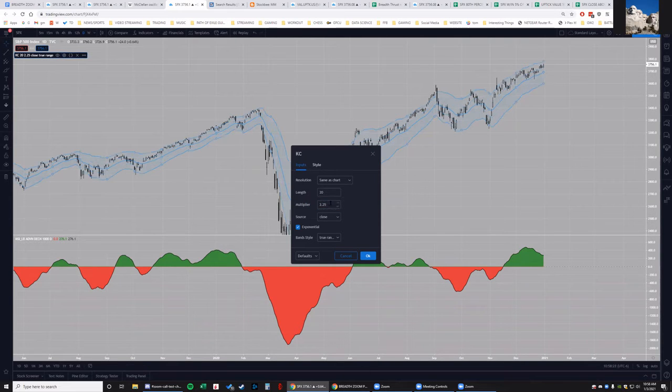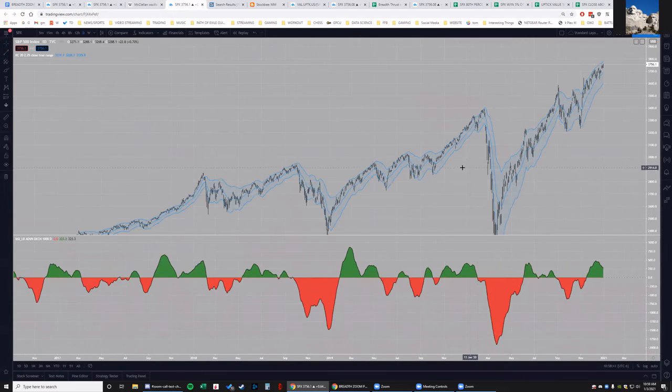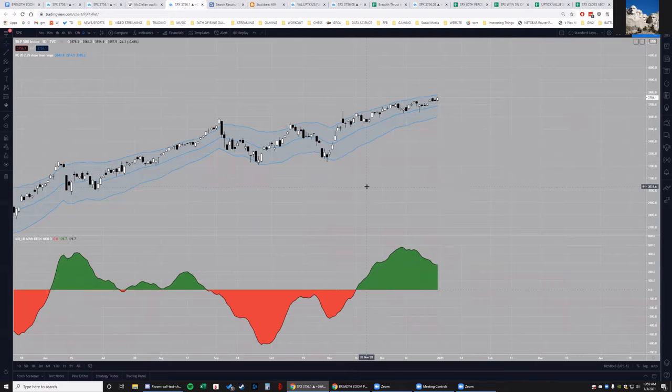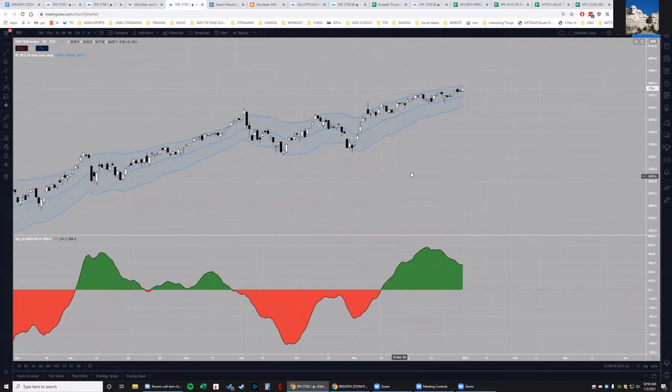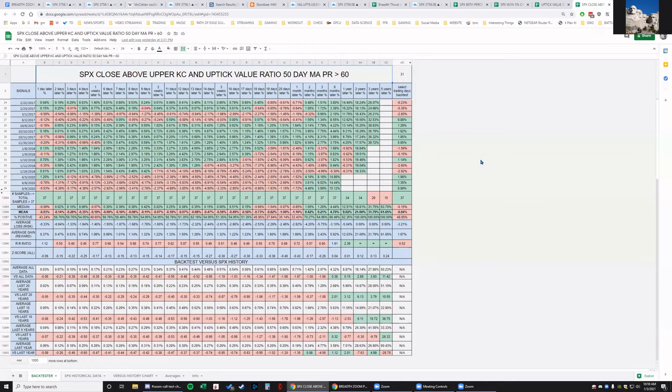So 2.25 ATR multiplier, true range, 20 EMA. And when you do this, you get very few closes above the band. So it's kind of a rare signal, and it's a signal of fairly extreme overbought conditions. And you compare that with certain types of data like breadth and some other data, and you can get some fairly interesting signals. And so that's what we have here. So this is a little bit more useful kind of breadth indicator.